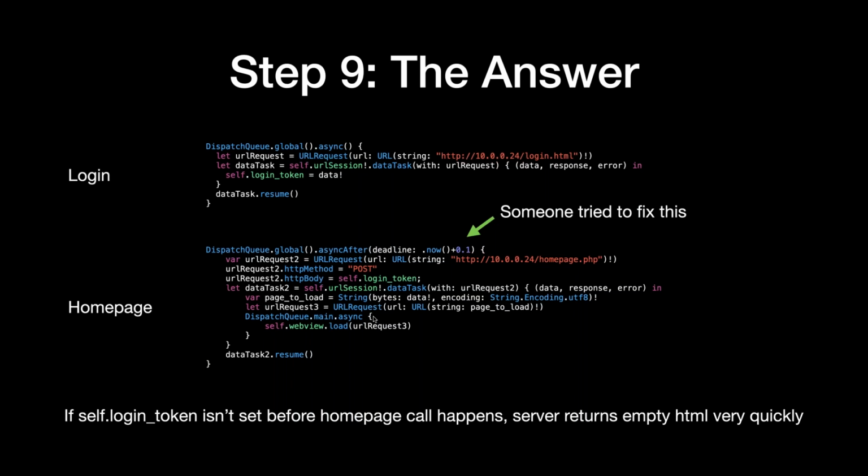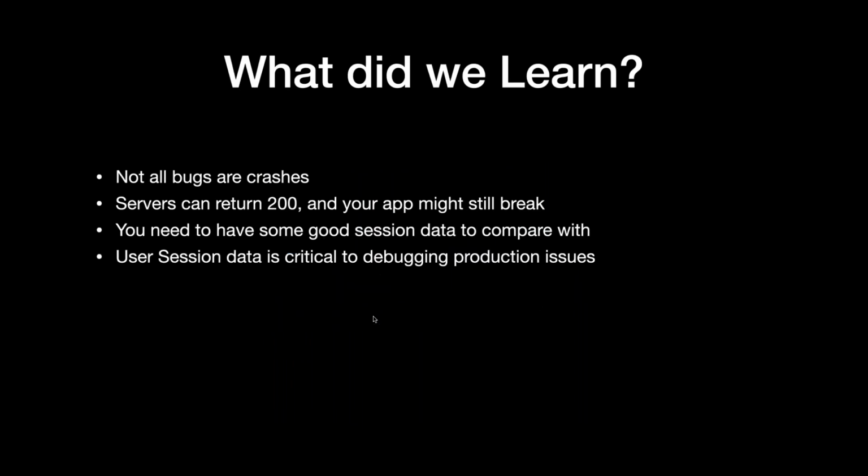So we have a couple of bugs. We have a race condition and we have no error handling. So let's summarize now what we learned. Because what I've shown you now is an app, a bug, and how I use this awesome user session data to go and figure out what that bug was.